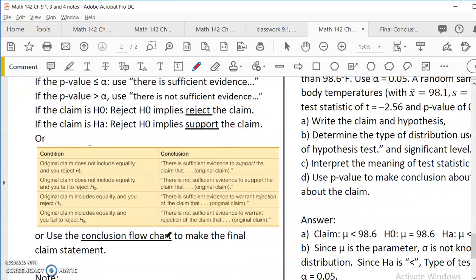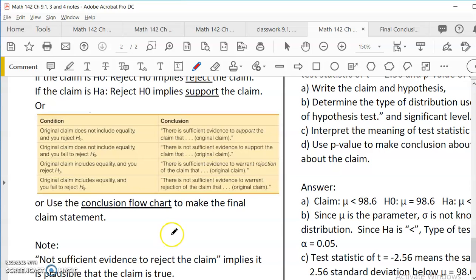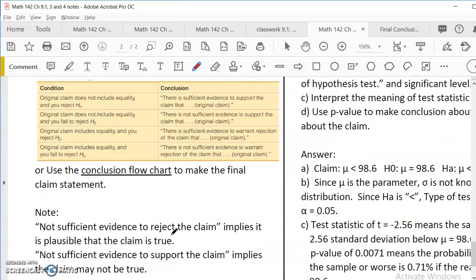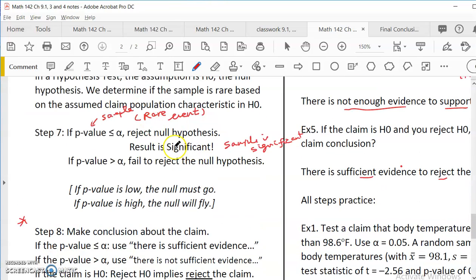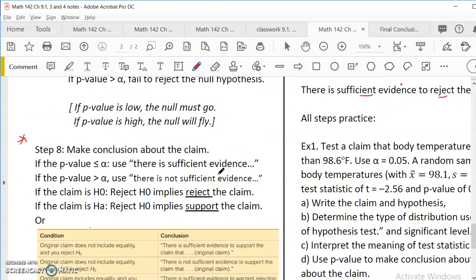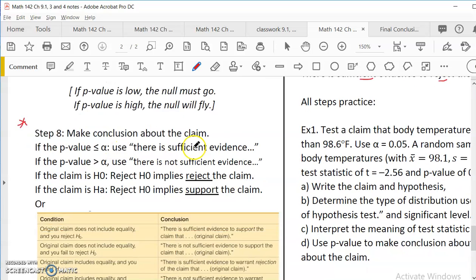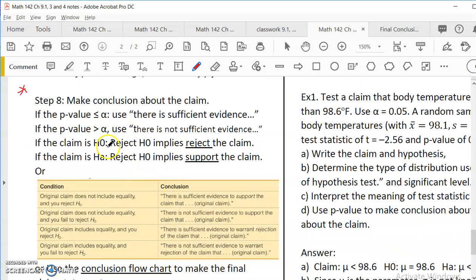So you have 2 conclusions to make. The null hypothesis conclusion, part 1. So you only look at the p-value. Your conclusion is either reject H0 or fail to reject H0. And then you have a conclusion about the claim, and you would have to look at where your claim is and whether you would say there is sufficient or not sufficient evidence, based on whether you have a low p-value or high p-value.